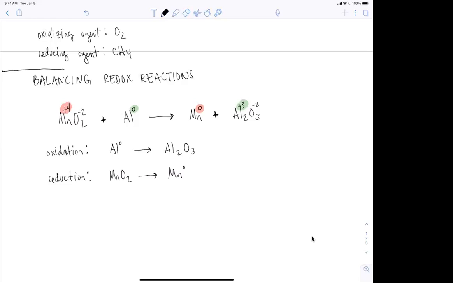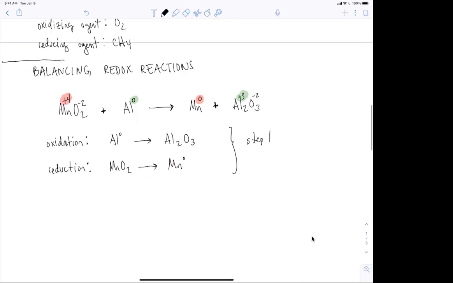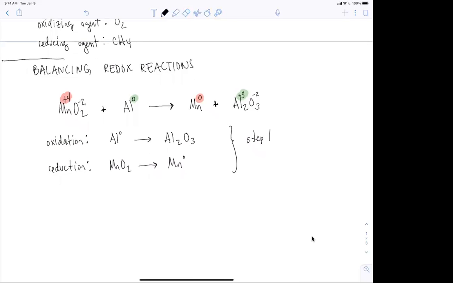So we're probably going to have to stop pretty soon. So this is step 1 for balancing them, is break everything into half reactions.